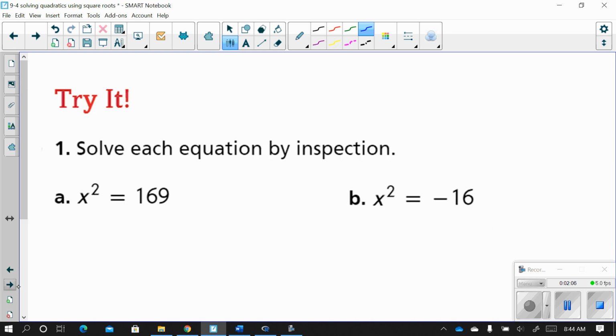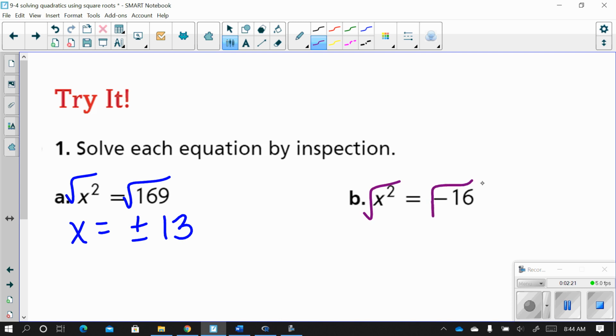Okay, your turn. Pause the video, try letter A, please. Obviously, we square root both sides. x equals positive and negative 13. Okay, try B. Square root both sides. Uh-oh, I got a negative underneath the square root, so there is no real solution.